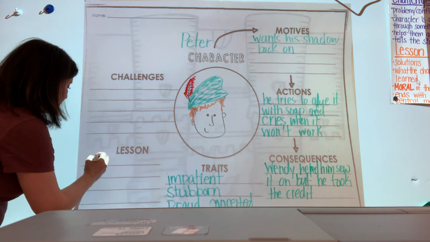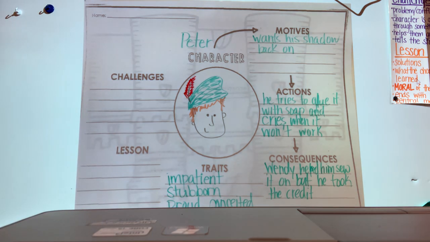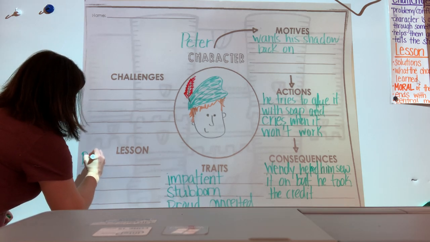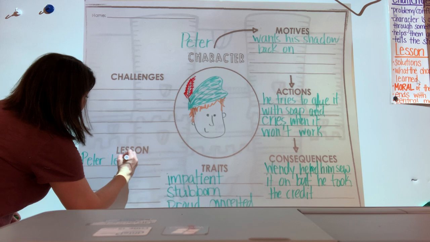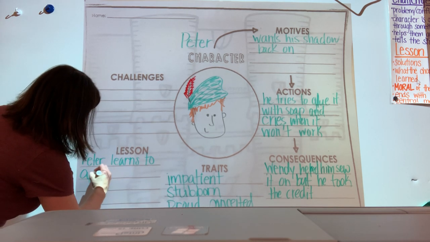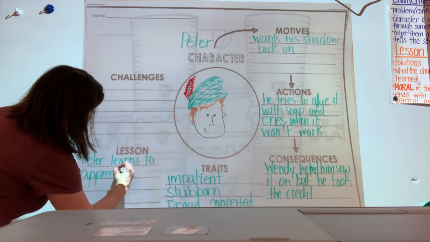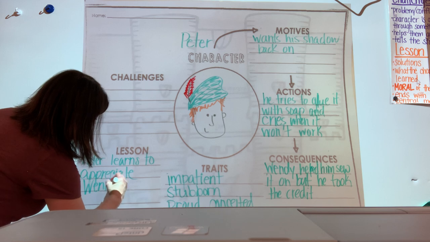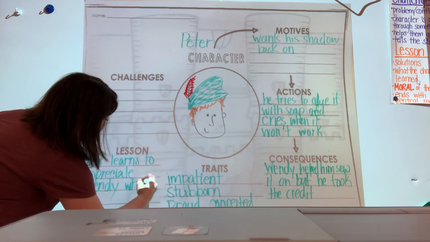So the lesson he learns is, Peter learns to appreciate his friends, like Wendy. I'm going to say Wendy, who helped him.